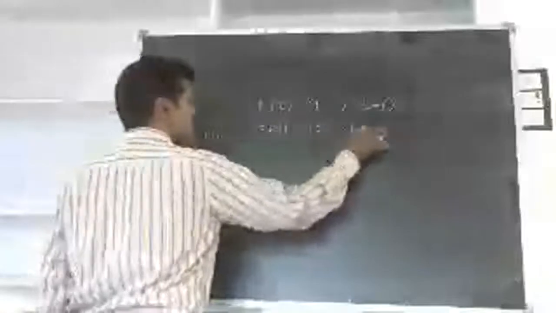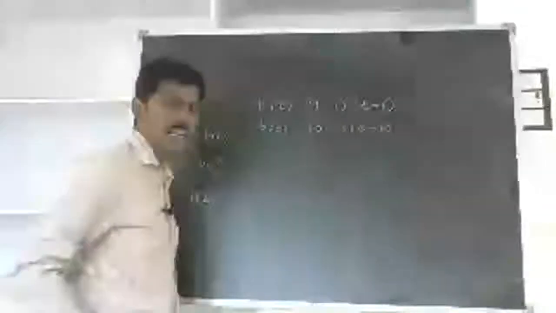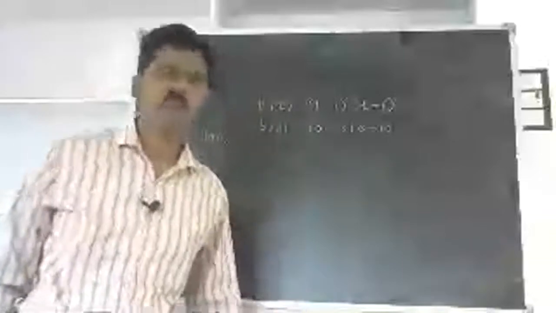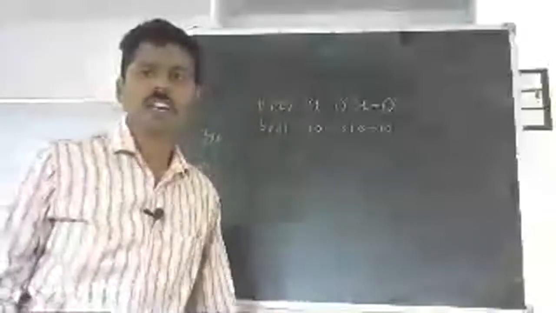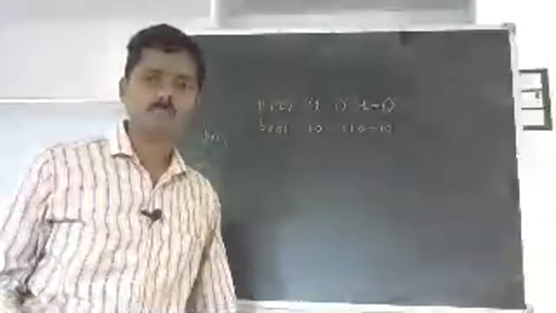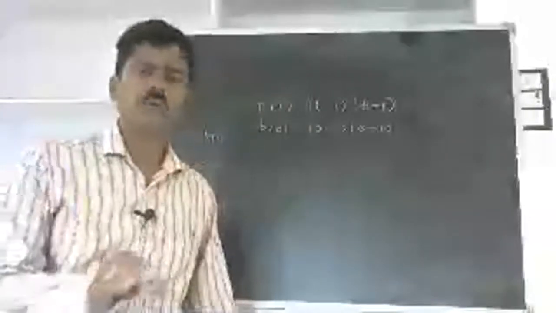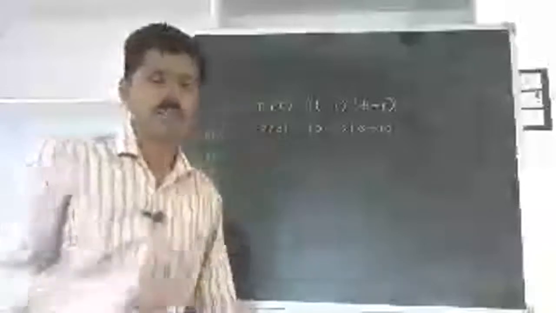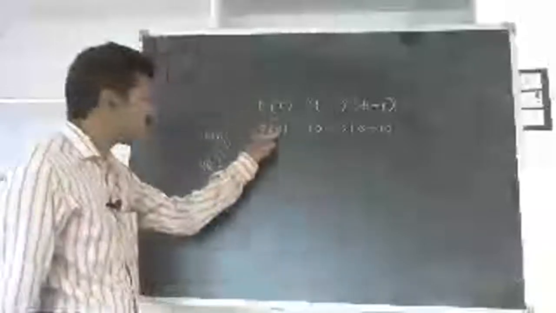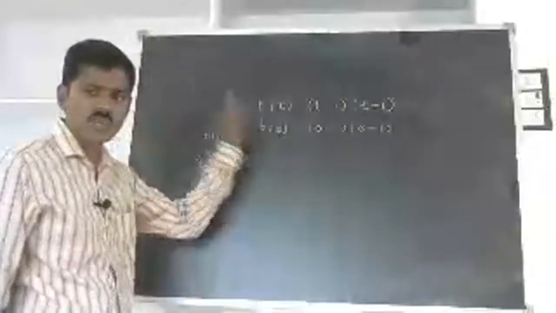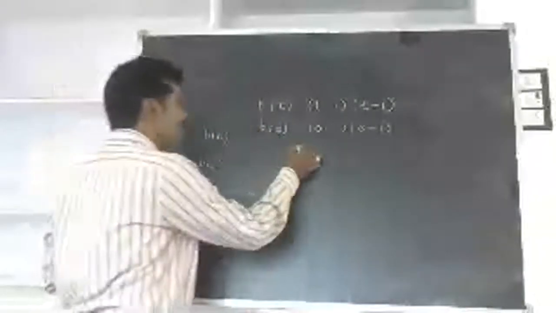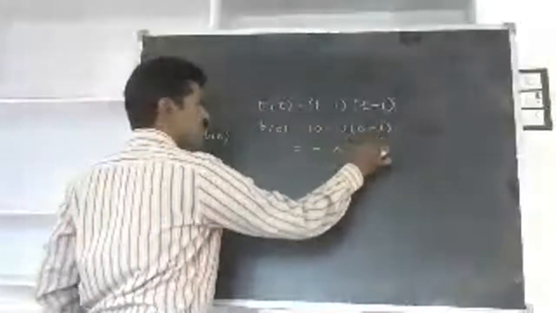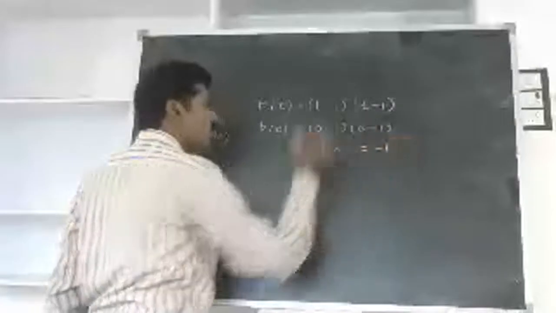0 minus 1 and 0 plus 1. Some of you wrote t minus 1 into t plus 1 as t square minus 1. No need of that. Simply you can substitute the value of the variable in the place of the variable. So in the place of t, it is very easy to substitute 0. Then what will I get? 0 minus 1 gives minus 1, times 0 plus 1 gives plus 1. Minus 1 times plus 1, you will get minus 1.